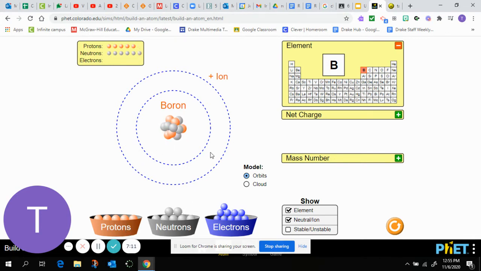Okay, and then I need my atom to balance out. So instead of being a positive ion, I want it to be neutral, and I'm going to add electrons until it's neutral. Okay, and if we keep in mind that protons are positively charged, electrons are negatively charged, so I need to balance out the positive and negative charges. Hey, it's not balanced yet. I'm going to keep adding electrons until it is balanced. There we go. Now it's balanced. It's called a neutral atom. So I have 2 electrons in the inner ring and 3 electrons in the outer ring.